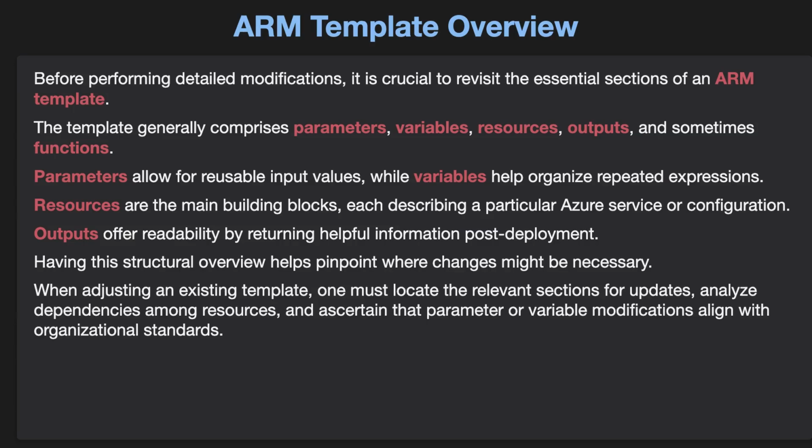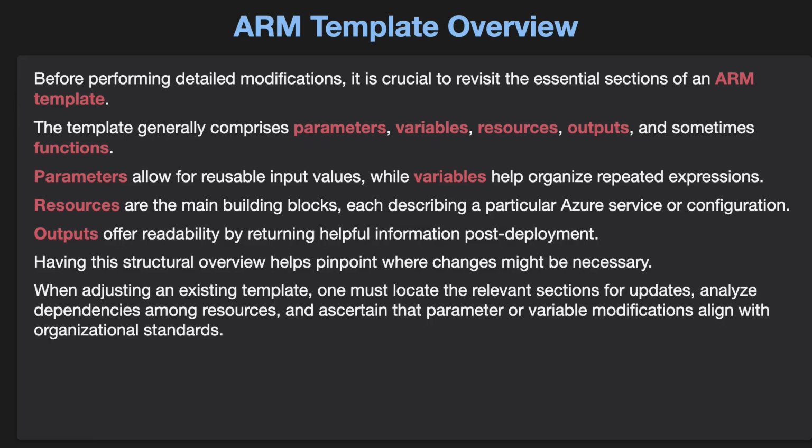Before performing detailed modifications, it is crucial to revisit the essential sections of an ARM template. The template generally comprises parameters, variables, resources, outputs, and sometimes functions. Parameters allow for reusable input values, while variables help organize repeated expressions. Resources are the main building blocks, each describing a particular Azure service or configuration. Outputs offer readability by returning helpful information post-deployment. Having this structural overview helps pinpoint where changes might be necessary.